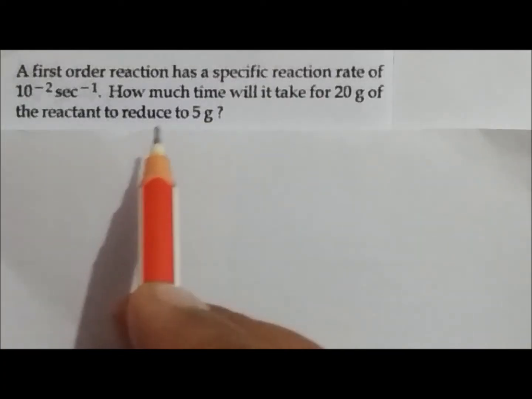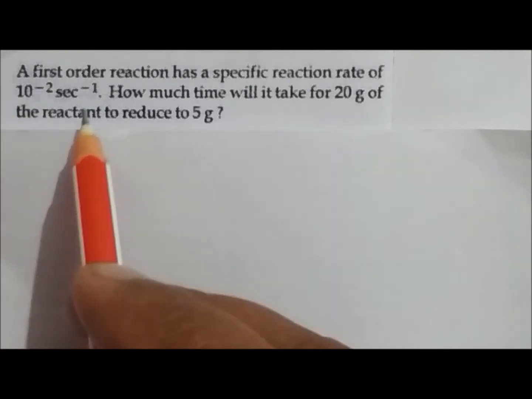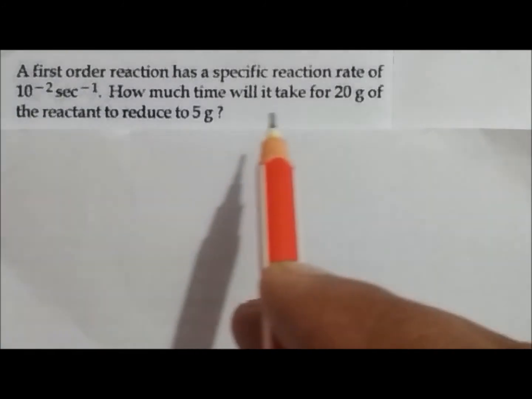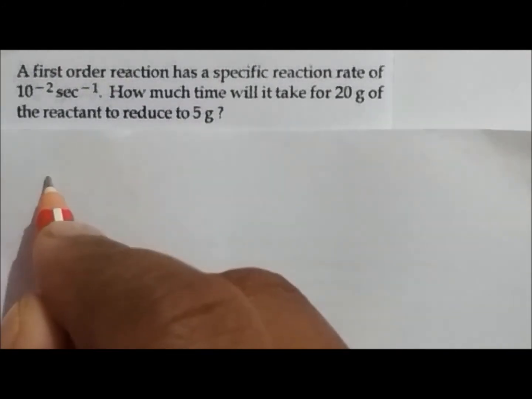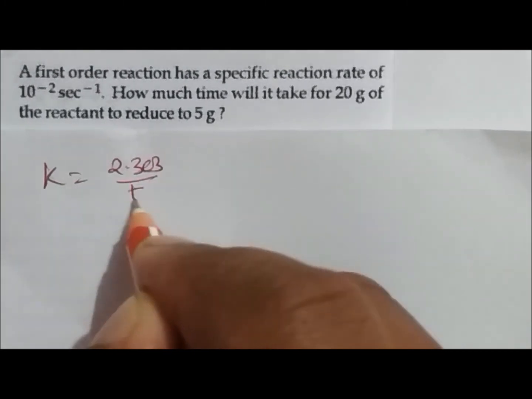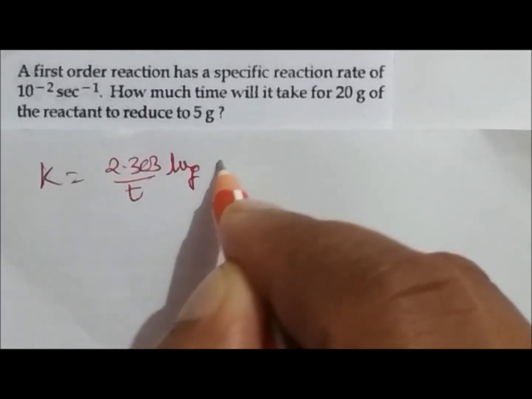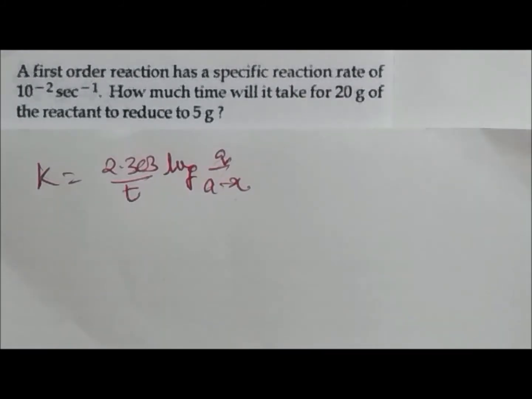A first order reaction has a specific reaction rate of 10 to the power minus 2 per second. How much time will it take for 20 gram of the reactant to reduce to 5 gram? So we know the formula: rate constant is equal to 2.303 divided by time taken, and log of initial concentration over the concentration decomposed.